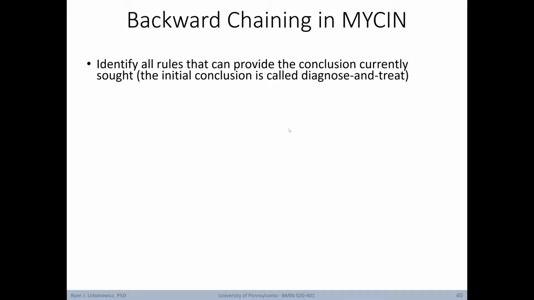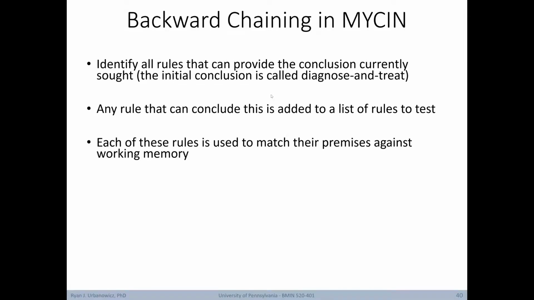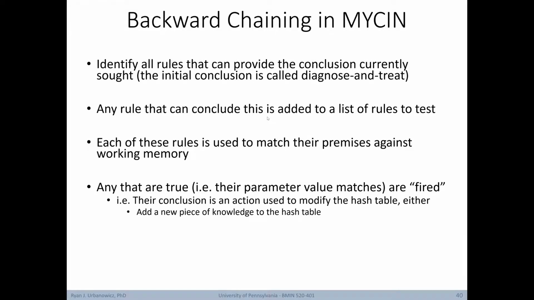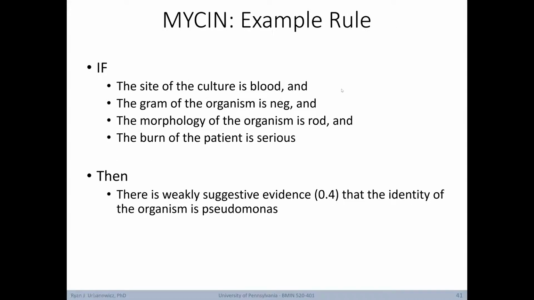Next, let's take a closer look at the backwards chaining process in MYCIN. We identify all rules that can provide the conclusion currently sought, where the initial conclusion is called diagnose and treat. Any rule that can conclude this is added to the list of rules to test. Each of these rules is used to match their premises against the working memory. Any of these rules that are true, in other words, their parameter value matches, are fired. These rules' conclusion is an action used to modify the hash table. In other words, either add a new piece of knowledge to the hash table, or find and remove a piece of knowledge which is no longer needed, or find and modify a piece of knowledge now that more specific information is known.